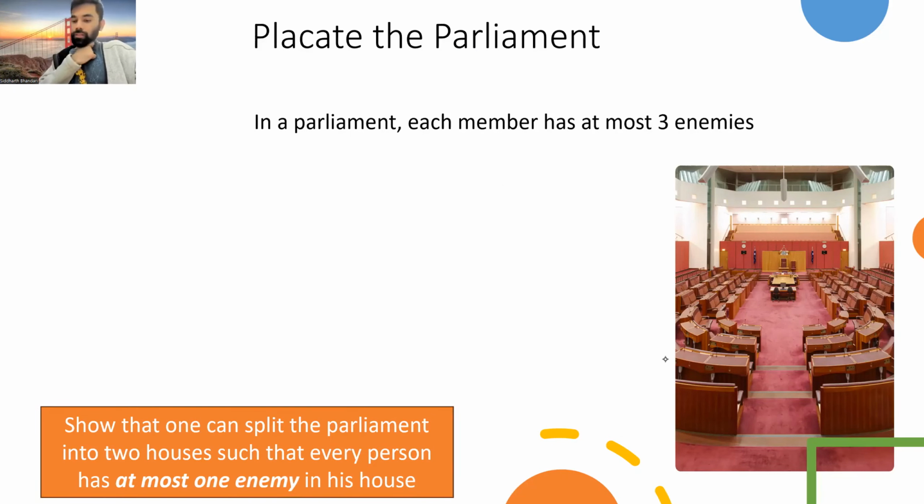So in a parliament, each member has at most 3 enemies. So clearly we are not talking about India. This is some other country. Okay.